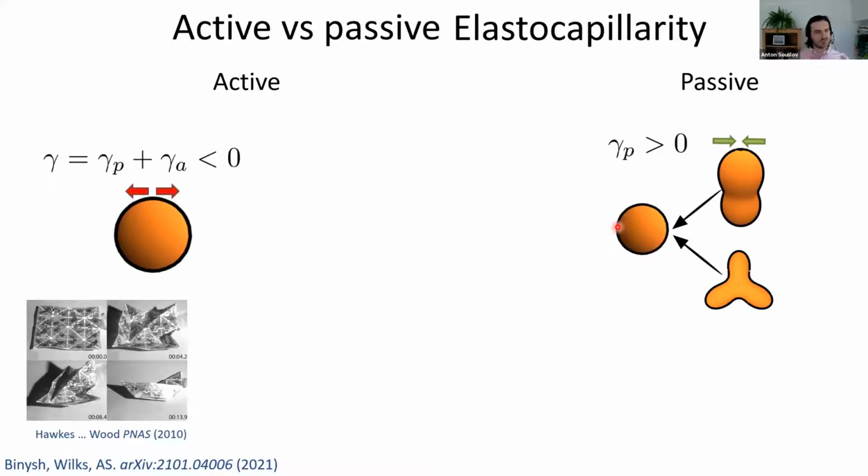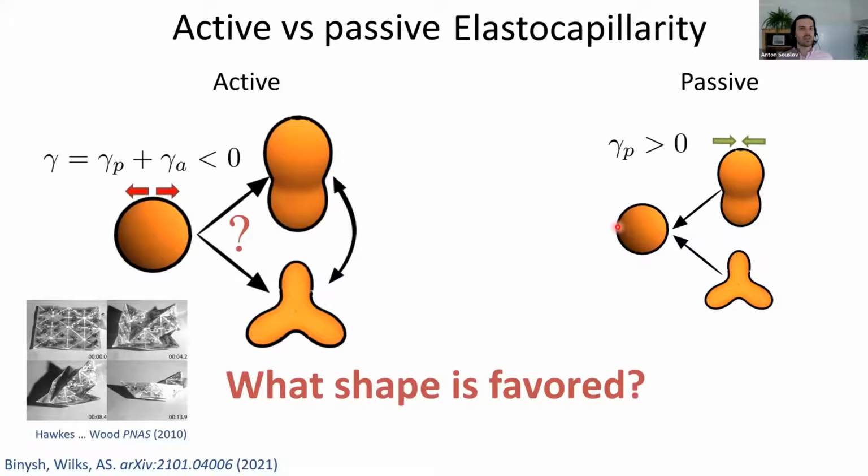So if you think about covering a rubber ball with motors and driving the surface tension negative, then you can ask a very fundamental question here, which is, if you start out with a sphere, what shape do you go to, right? And unlike the passive case, where the shape is always the same, here, the shape that is favored will actually depend on the material properties of what your sphere is made from. And so this is something that you can solve exactly in linear elasticity, right?